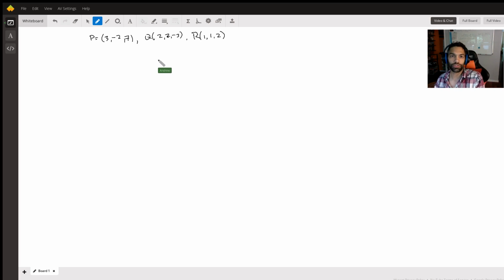So what we're asked to do is find the point S such that we create an isosceles triangle where this angle SPQ, or QPS, is a right angle.